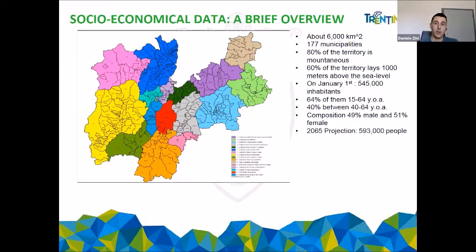On January 1st, 2021, Trentino scored a record in inhabitants, so the total population was about 545,000 people, and 64% of the population is in the group 15 to 64. The majority of the population, so 40% of the group, is in the age group 40 to 64. Talking about sex distribution, it is quite even because males are about 49%, while females 51%. In 2065, the projection of people living in Trentino is expected to be 593,000.